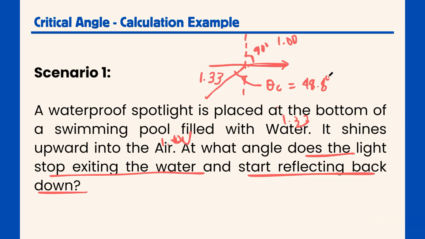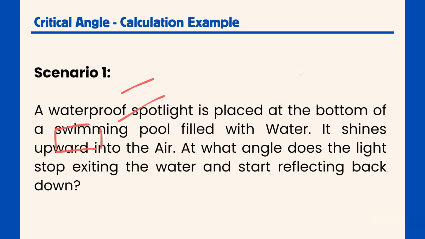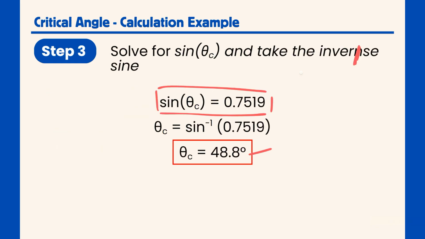So it still follows the rule that if n1 is denser, if it has a bigger value, then the critical angle is smaller. 90 degrees is greater than 48.8. It still checks out, so meaning to say our answer for our critical angle is correct.